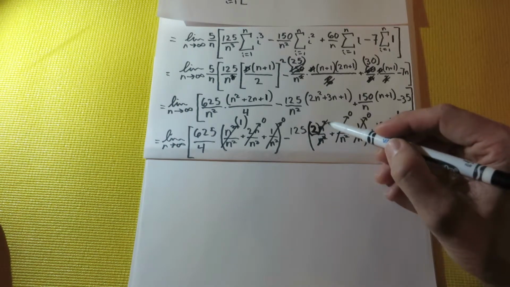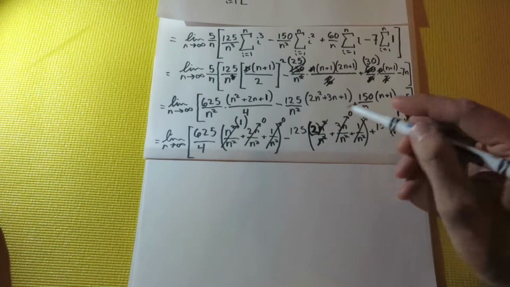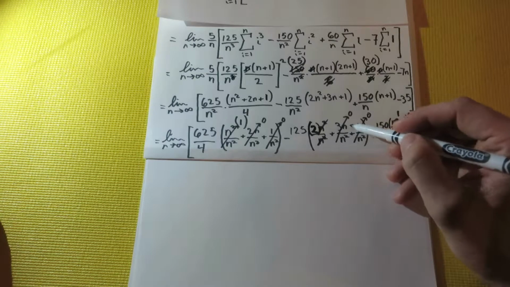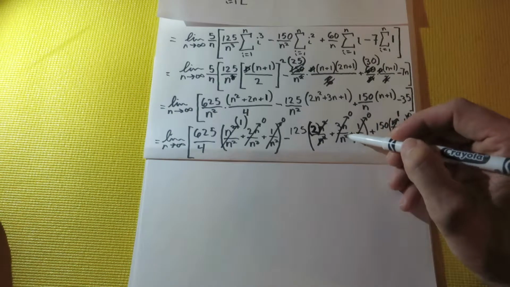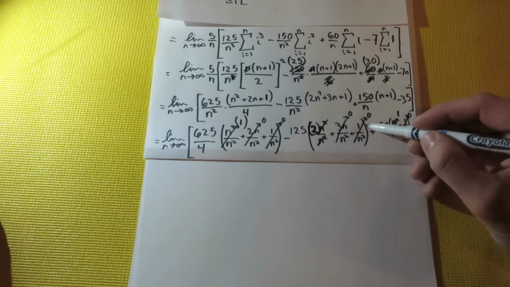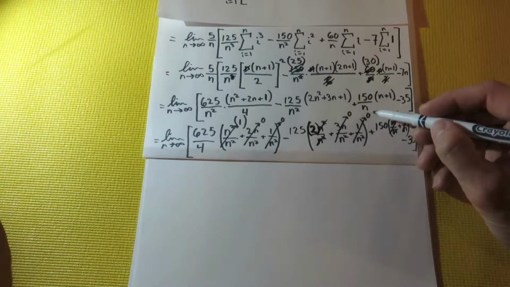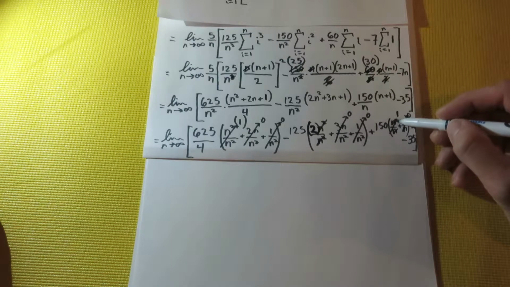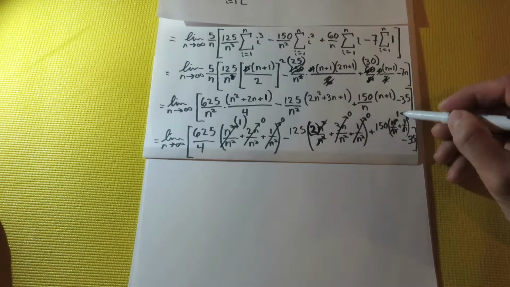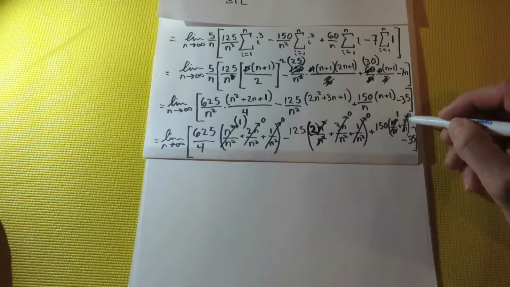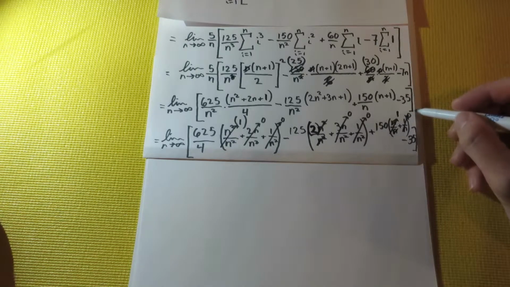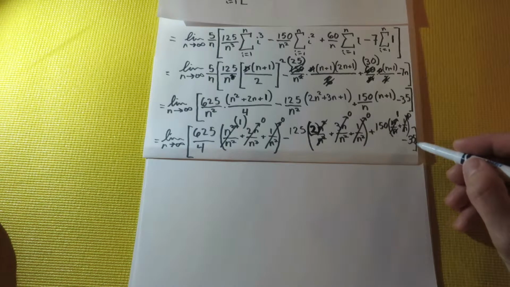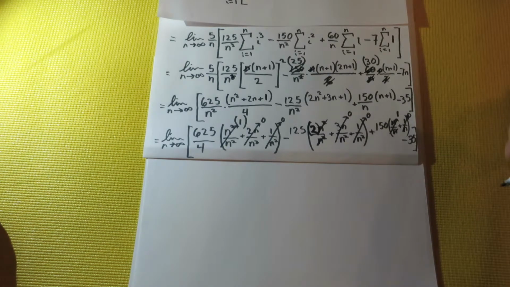Here you have a 2n squared over n squared, that's just going to equal 2. Here you have a 3n over n squared, that's going to equal 3 over n, which is going to go to 0. And then this 1 over n squared is going to go to 0. Here you have an n over n, that's just going to equal 1. Here you have a 1 over n, which is going to go to 0, again, as n approaches infinity. And then minus 35 over here at the very edge of our paper.